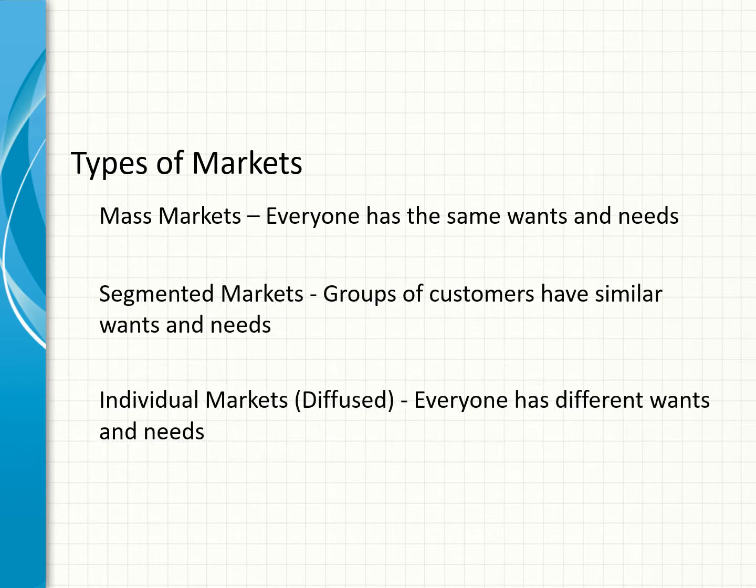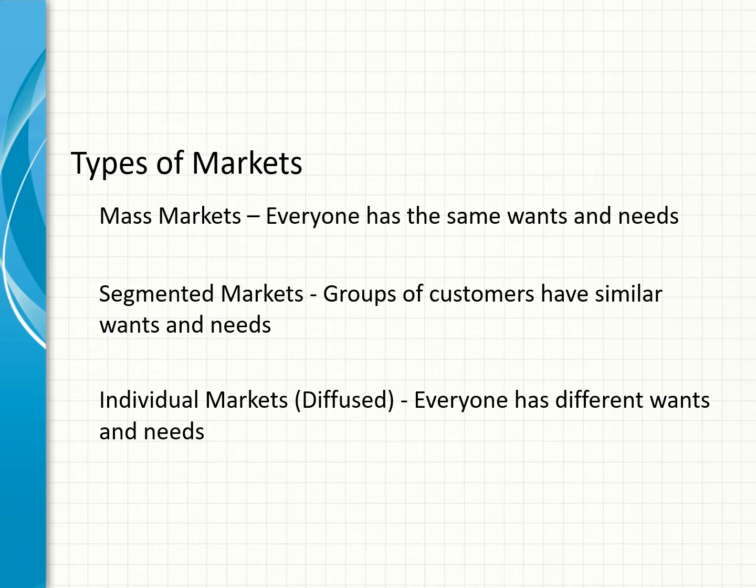Now, one of the questions about segmentation is, well, Jack, segmentation is great. We're going to break the market down into homogeneous groups of demand, but that's not the only way to do business. And the argument has been made that there are in fact 3 types of markets: mass markets, where everybody wants the same thing; individual markets or diffuse markets, where everybody wants something different; and then segmented markets, where groups of people will have similar wants and needs. So let's take a look at this.